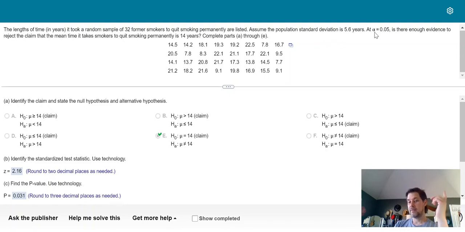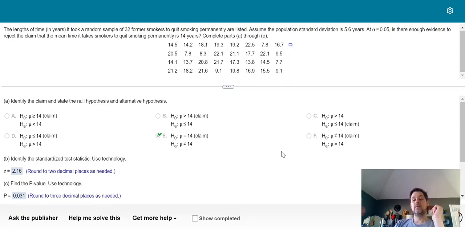For a hypothesis test, we have to have alpha. And we want to know, based on this data, is there enough evidence to reject the claim that the mean time it takes smokers to quit smoking permanently is 14 years? So that's a statement about the population mean. Okay, so we've got a sample and we're going to try to figure out if we have reason to believe or not this claim that the mean time, or average time, it takes the whole population of smokers to quit smoking is 14 years or not.